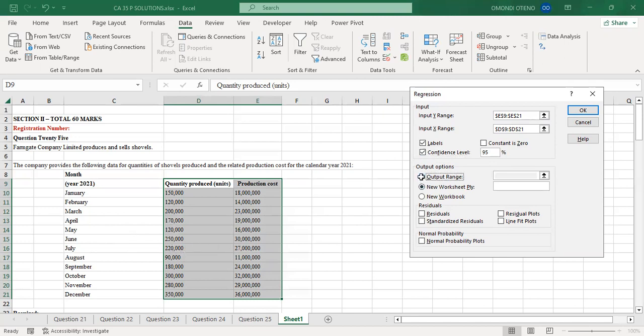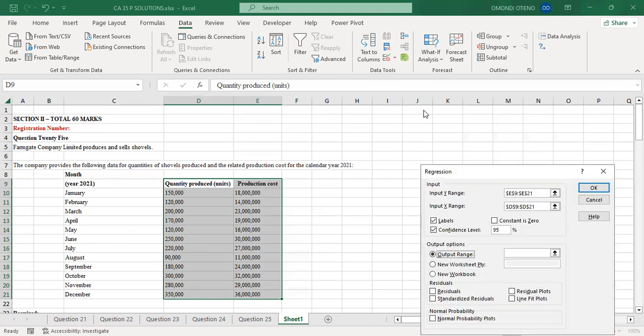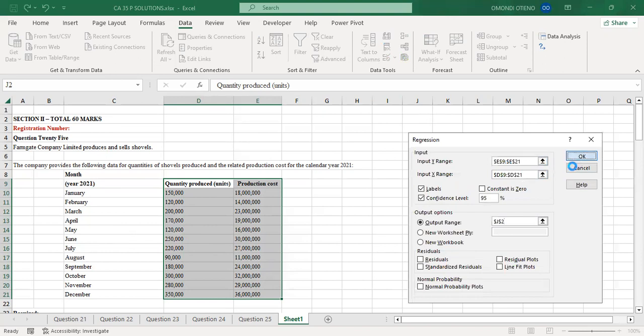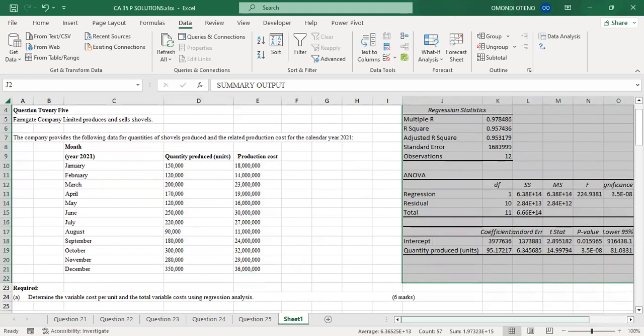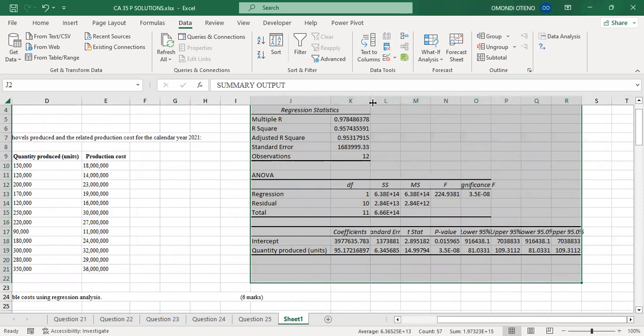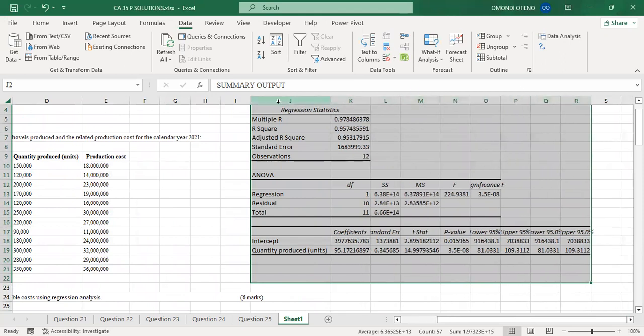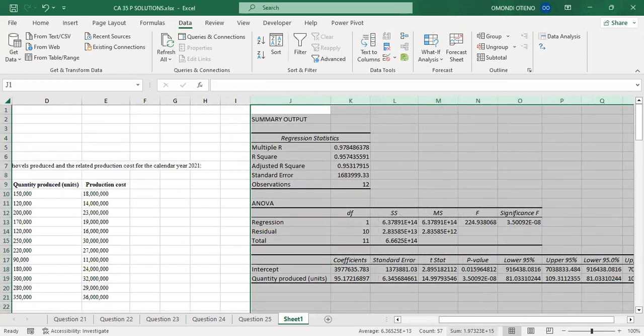Then output range, where we want our data to be generated. So let's put it here. That's our output range. And then you say okay. So if you look at this, we have already generated our results which were required in part A of this question, and therefore we can now come up with the cost function.